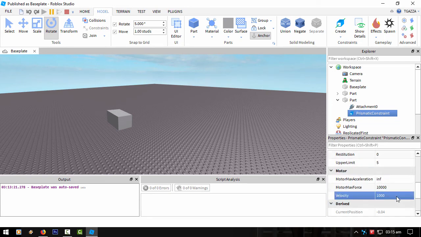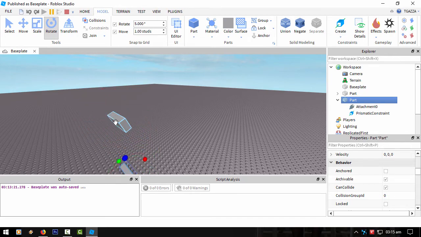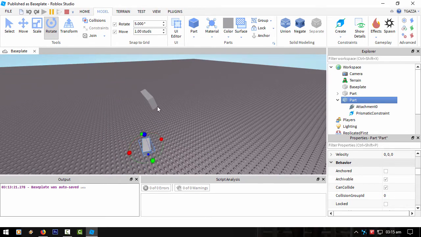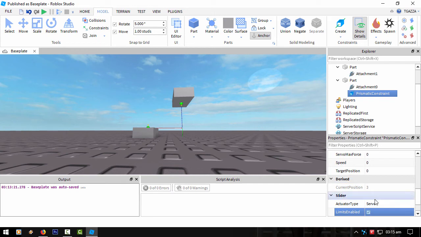Okay. So what is that doing? Oh dear, I think I broke it. Alright, let's go back. I guess the motor does not quite work with prismatic constraints. I hope I'm saying that right. Prismatic constraint. So let's go to the servo. This is what I do know that does actually work.